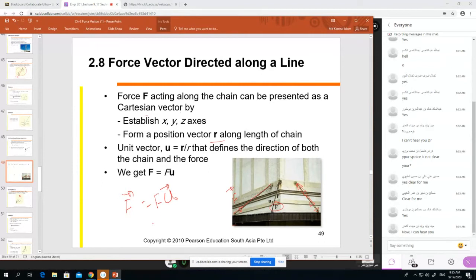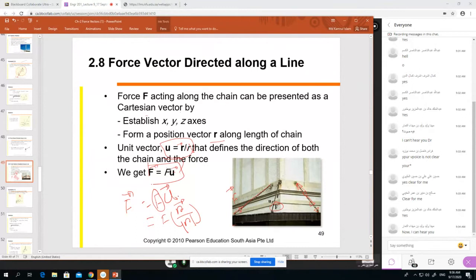F into u. F is the force in the Cartesian form, and u is what we already learned before. u is the unit vector, r divided by absolute of r. So here, force vector F equals scalar F into unit vector, and unit vector equals vector r divided by absolute r value. Very simple. Now we are going to start an example, right?